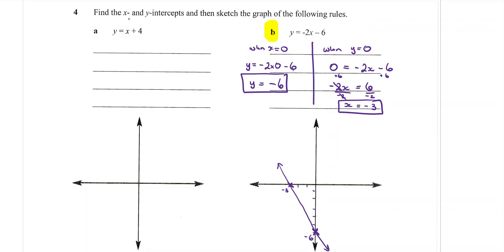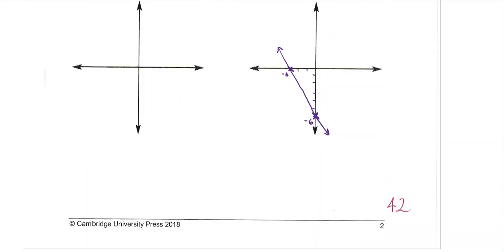If it doesn't say that, you might need to do it like we did before with a table of values. We also learnt another method, which was the gradient intercept method. So there are other methods to sketching straight lines.